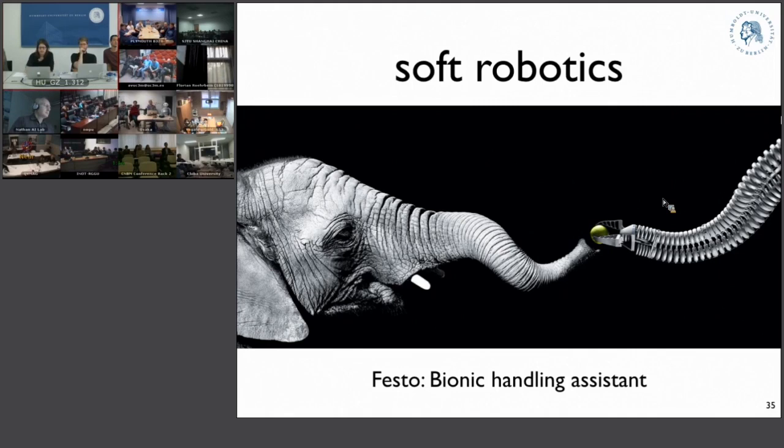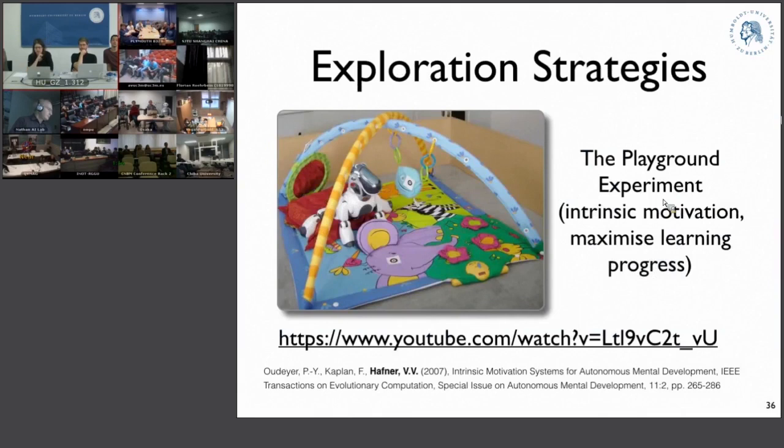Then the other exploration strategy, the intrinsic motivation, has been shown in the playground experiment. In that experiment, this robot here, an eyeball robot from the Sony CSL Paris, has been put into a children's playground, and it had several basic actions, like action primitives: biting, bashing, and looking around. And it basically was just told to maximize the learning progress. So it chose to perform several of these actions, and with a higher probability, it chose actions where it predicted that the learning progress would be steepest.